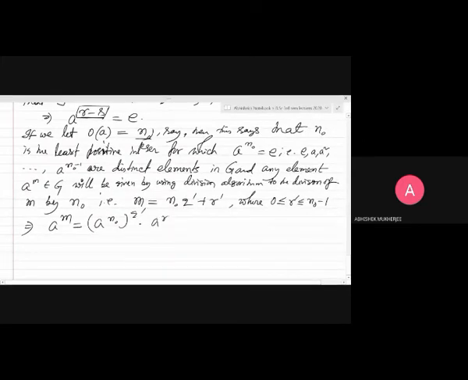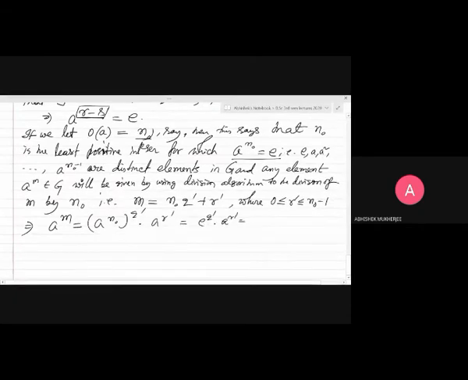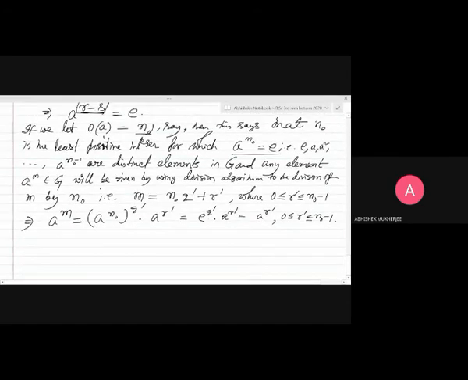Now what is a to the power n naught? A to the power n naught is identity. So that means it is e to the power q dash dot a to the power r dash. So that means a to the power r dash, where r dash is 0 less than or equal to r dash less than or equal to n naught minus 1. So any element of G coincides with this a to the power r dash.